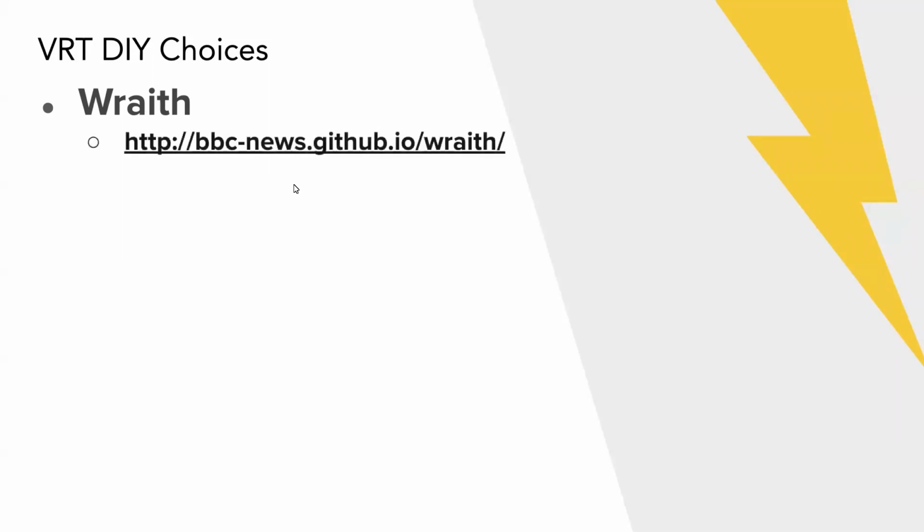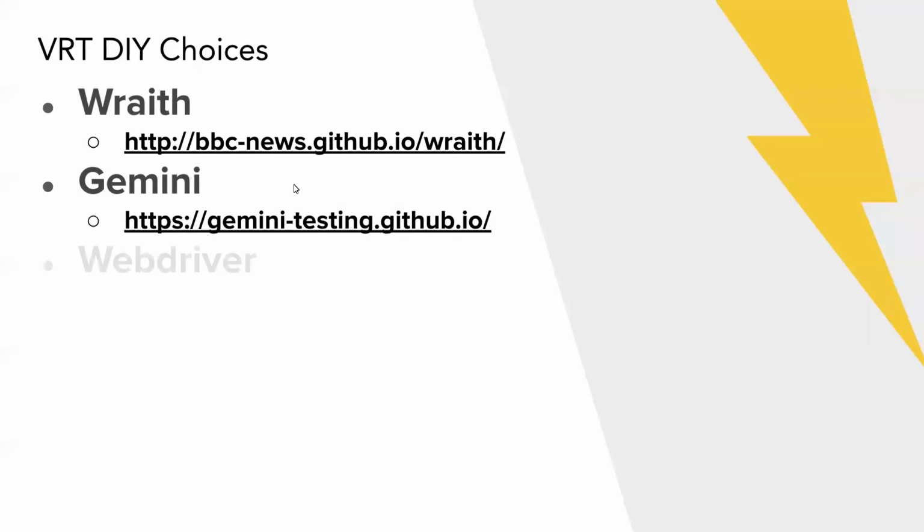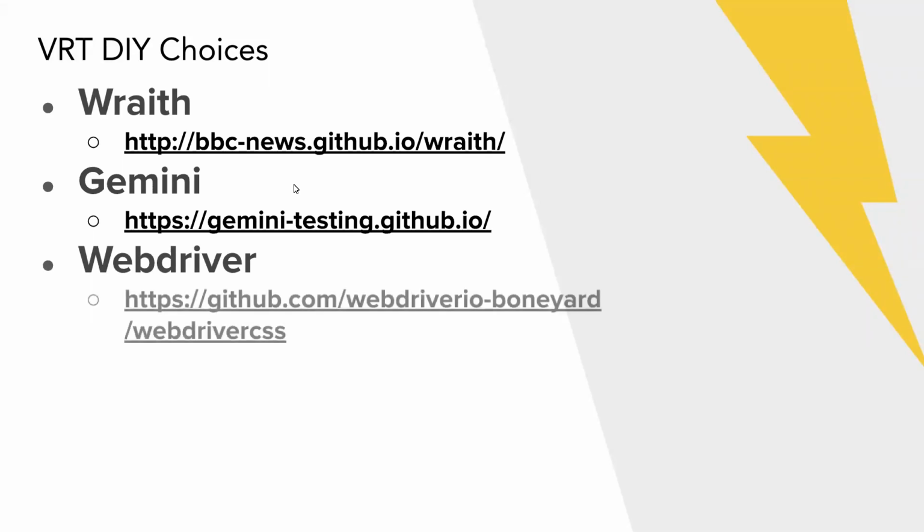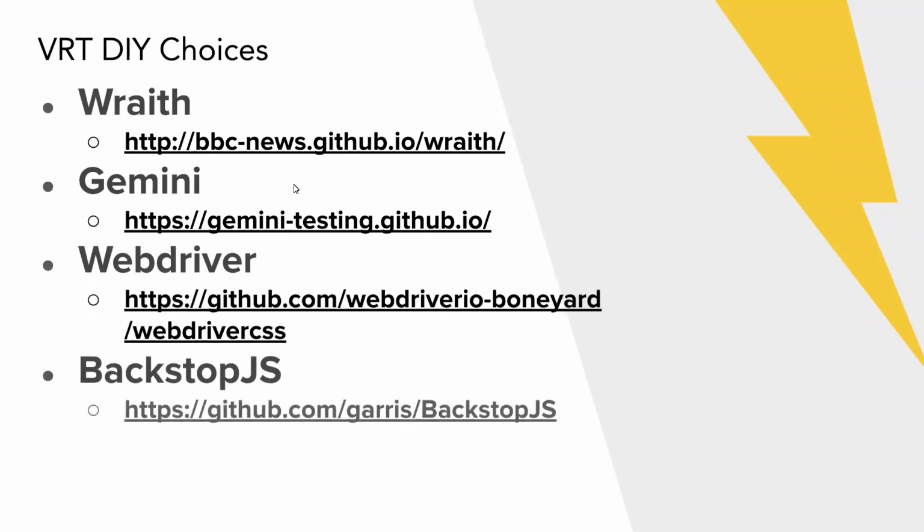So for visual regression testing, do-it-yourself choices. If you want to set up your own visual regression testing, there are options like RAPE, which is developed by BBC News, Gemini testing. There's also WebDriver, and the latest one, backstopjs. And I will be utilizing backstopjs for my example code later.